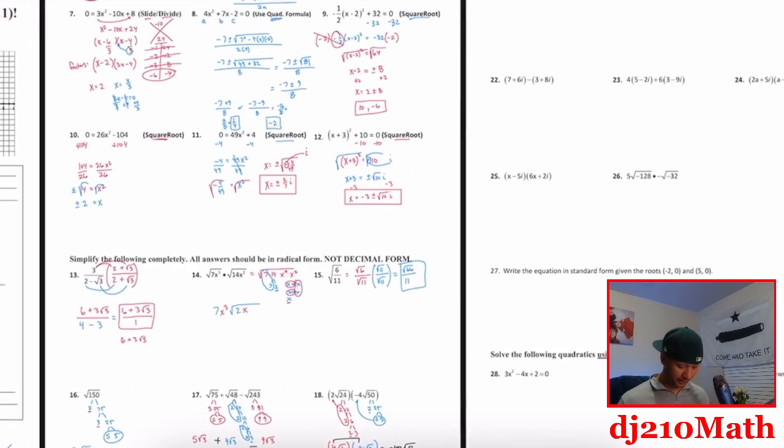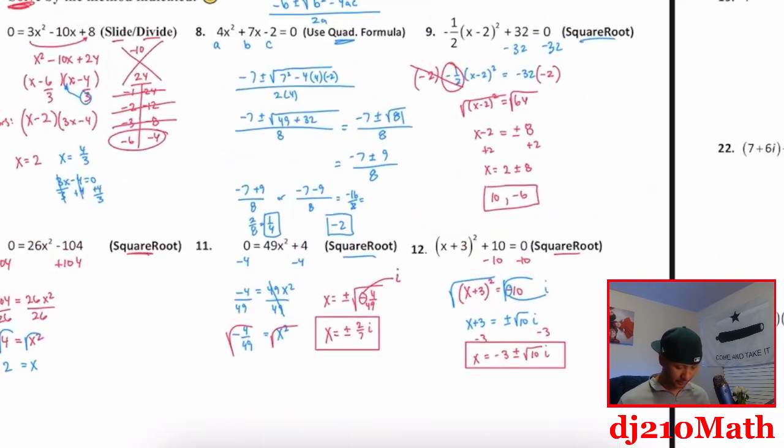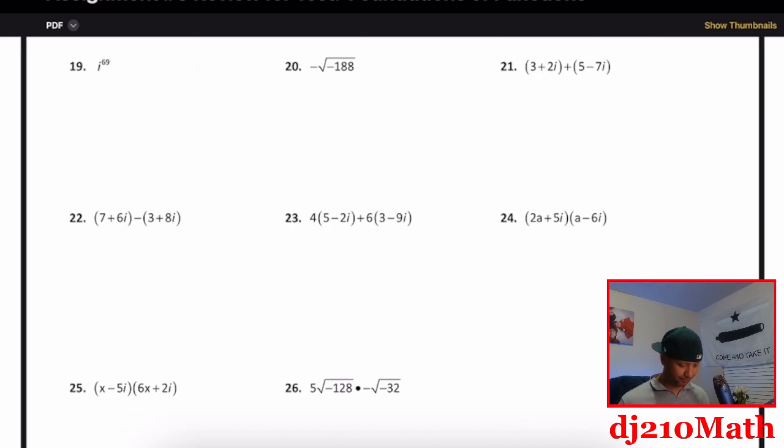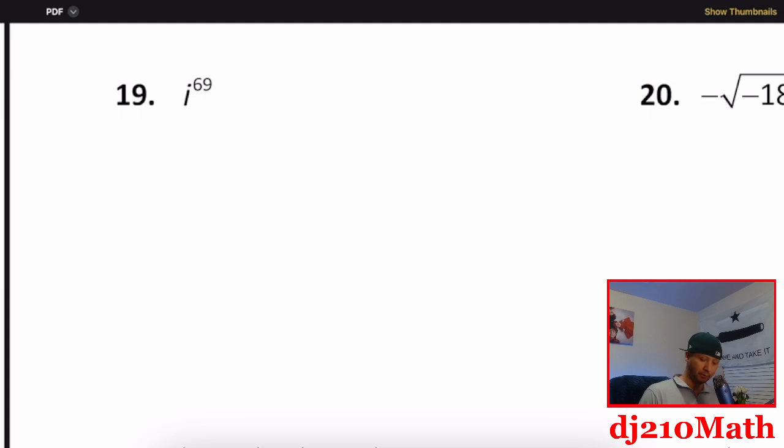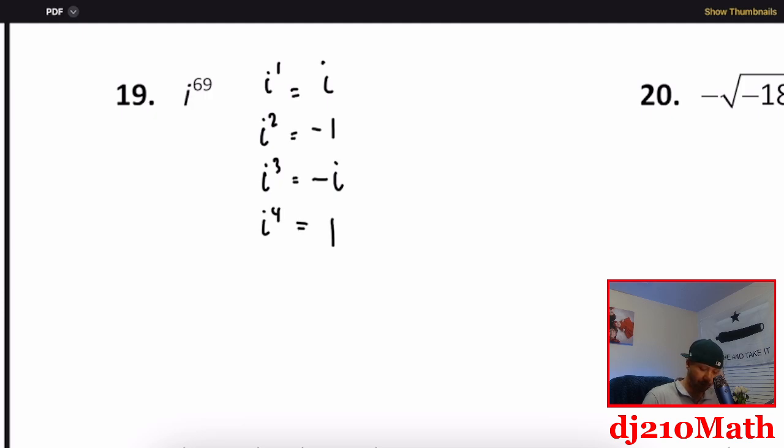Page 2 down. Let's go. We're almost there. My goodness. All right, 19. I, complex number. Okay, so the list goes I, negative 1, negative I, 1. And I know that it goes I1, I2, I3, and I4. And it's going to repeat. It's going to repeat this cycle over and over and over again.